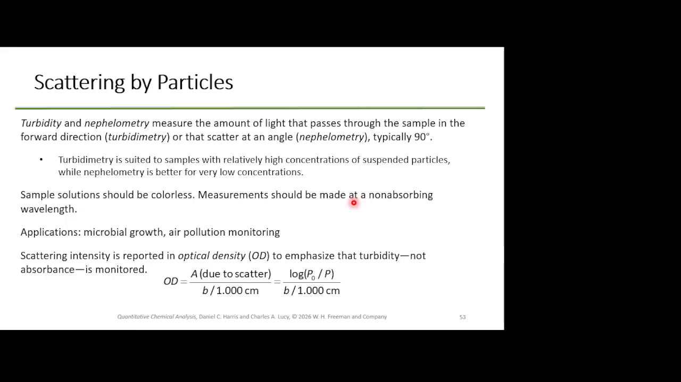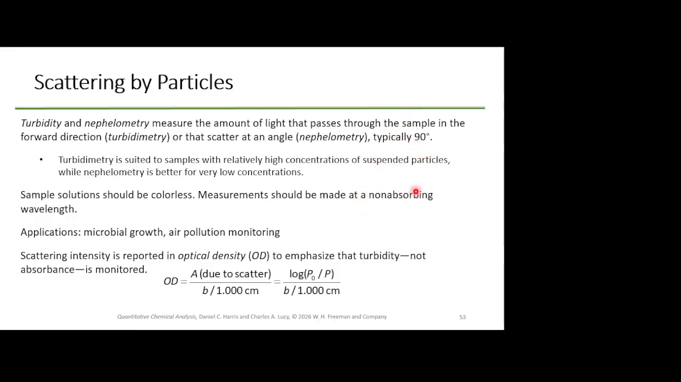Okay, let's talk about scattering. Now, turbidity and nephelometry measure the amount of light that passes through a sample in a forward direction, which is turbidity, or the scatter at an angle, which is nephelometry. This is typically going to be 90 degrees for that scattering at an angle, because that's directly perpendicular to your incident beam.